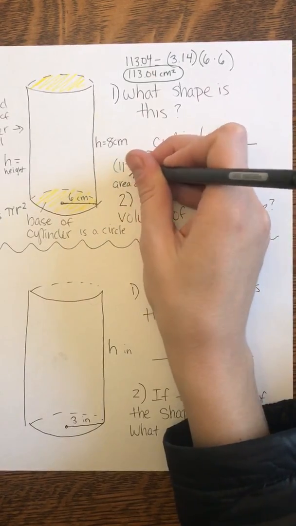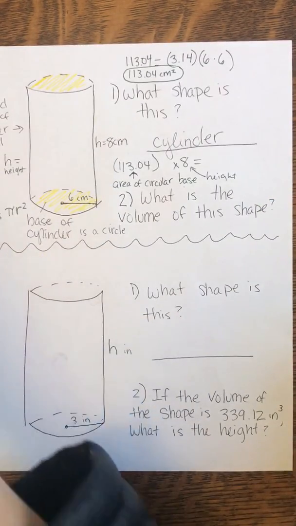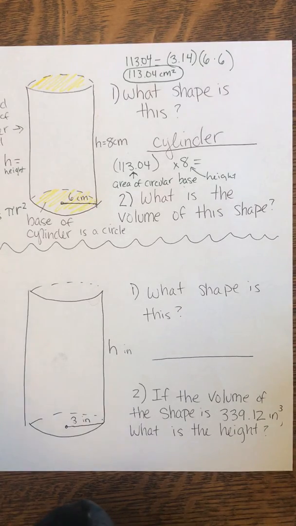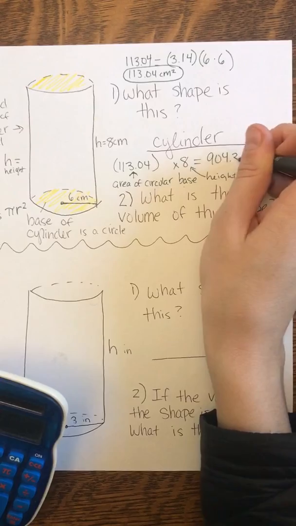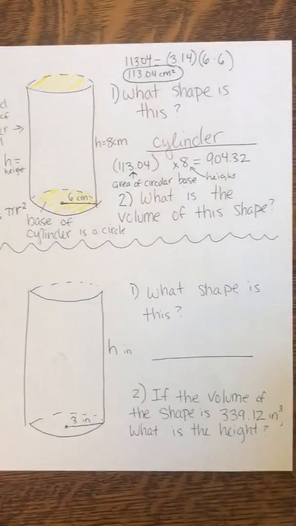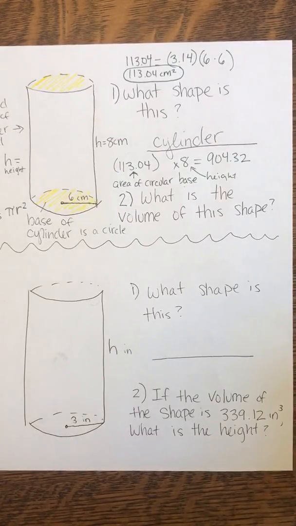And then I'll get my volume. So then it's just times 8. And I get 904 and 32 hundredths. This is not my final answer. All of you should know why. Because I don't have my units attached. And this is very important.